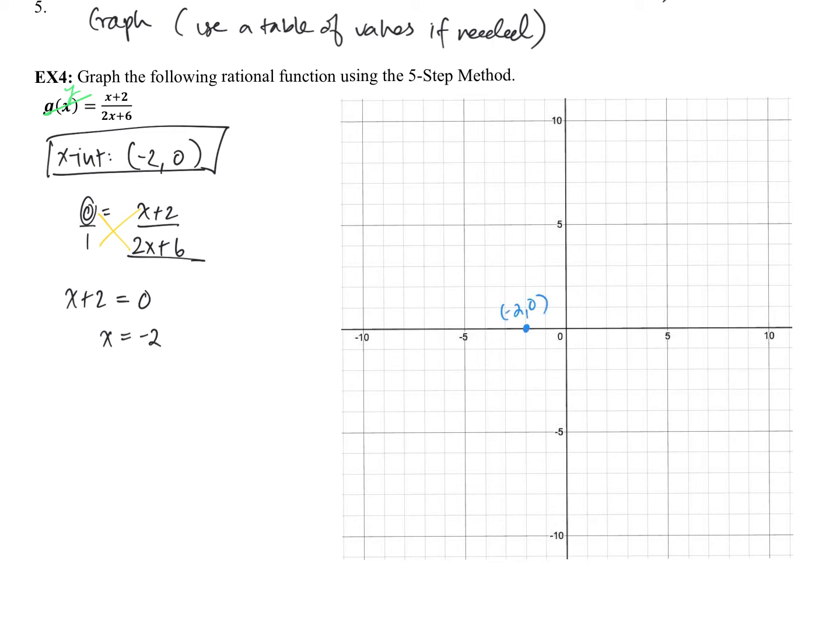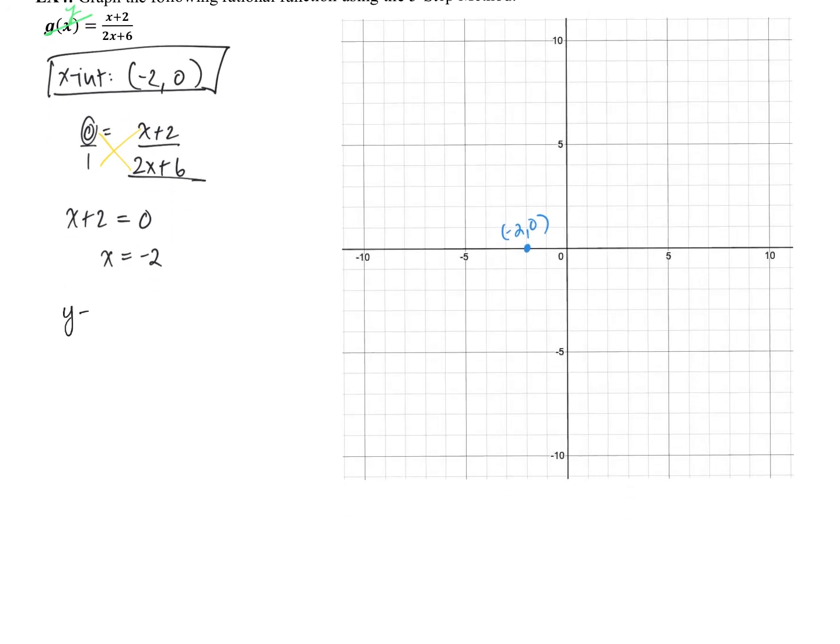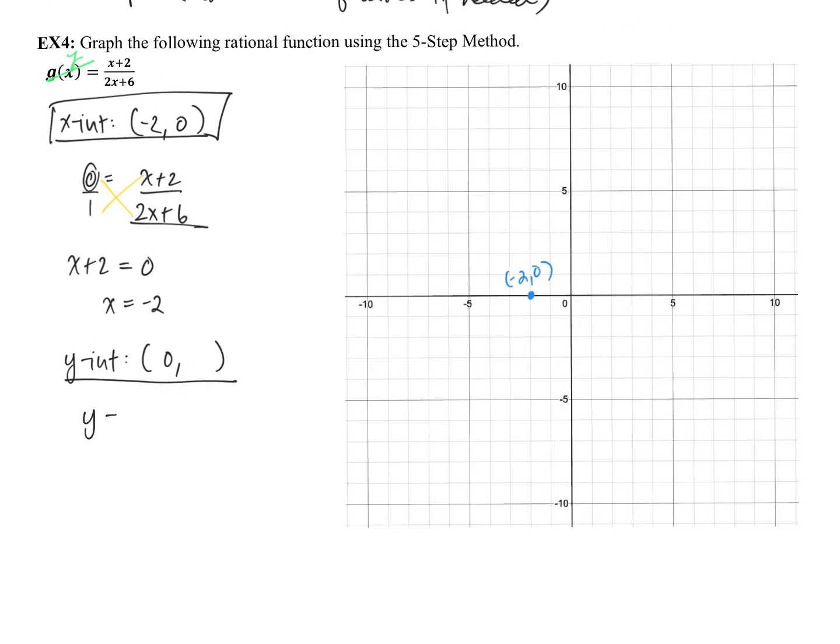Now let's find the y-intercept. How do we find that? Well, we set x to 0. In my equation, we have y equals 0 plus 2 over 2 times 0 plus 6. Then y equals 2 over 6, so y equals 1/3. A little hard to graph, we'll just approximate that. 0, 1/3. Okay, good, so we've done the first step. What's the next step? It's find the vertical asymptote.